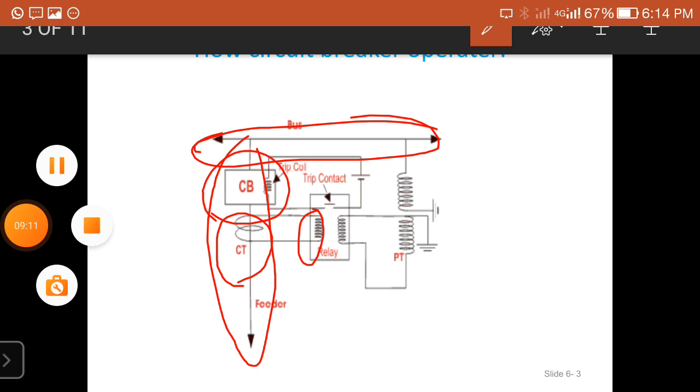The latch point is used for connecting the bimetallic strip. The next one is the arc splitters. By using these arc splitters, we control or split the arc for reducing the arc. Next one is the operating mechanism.